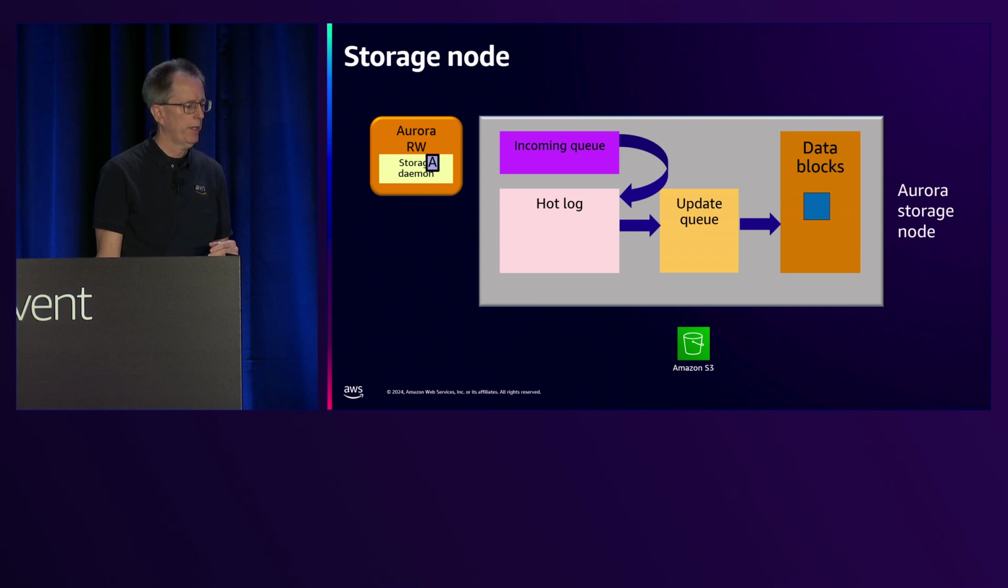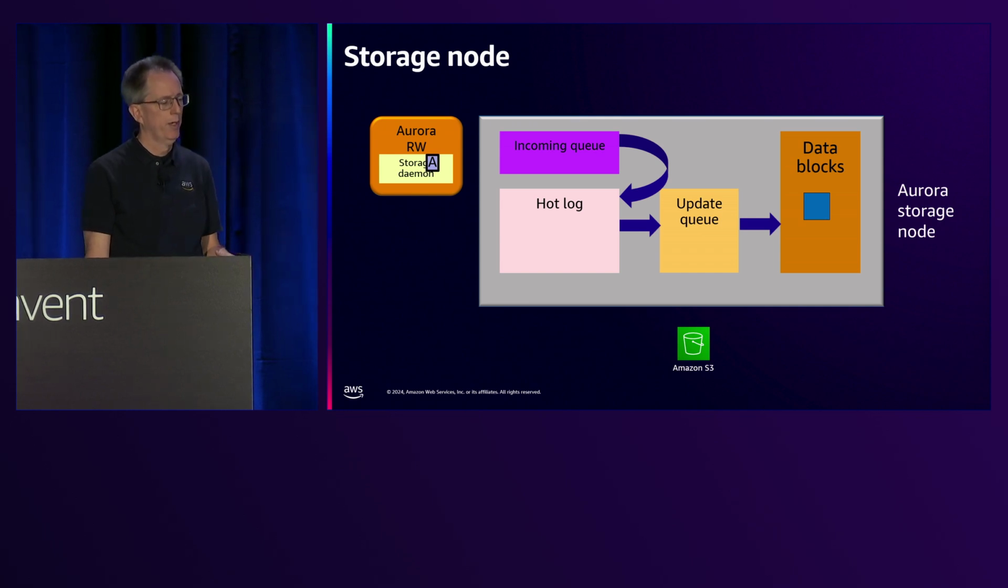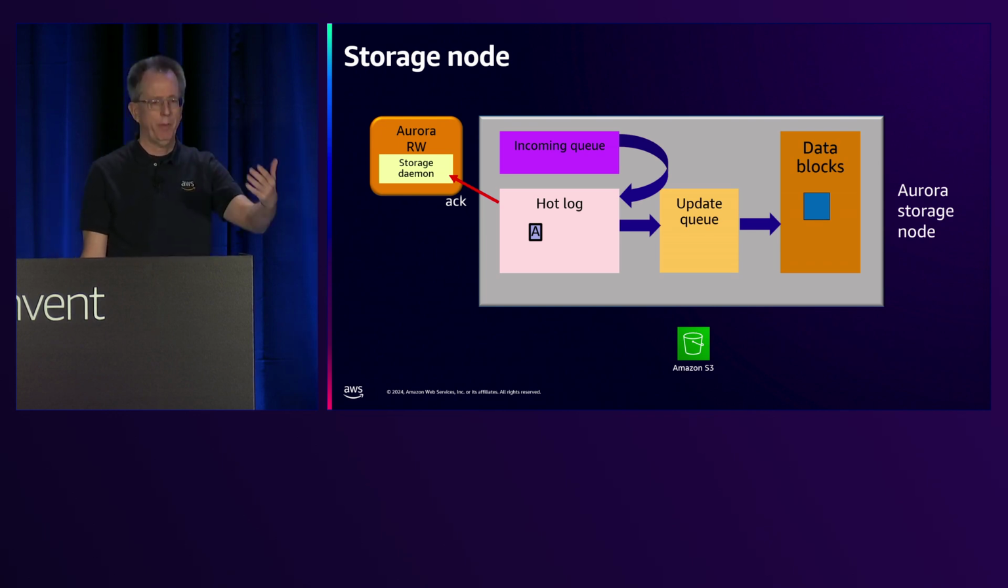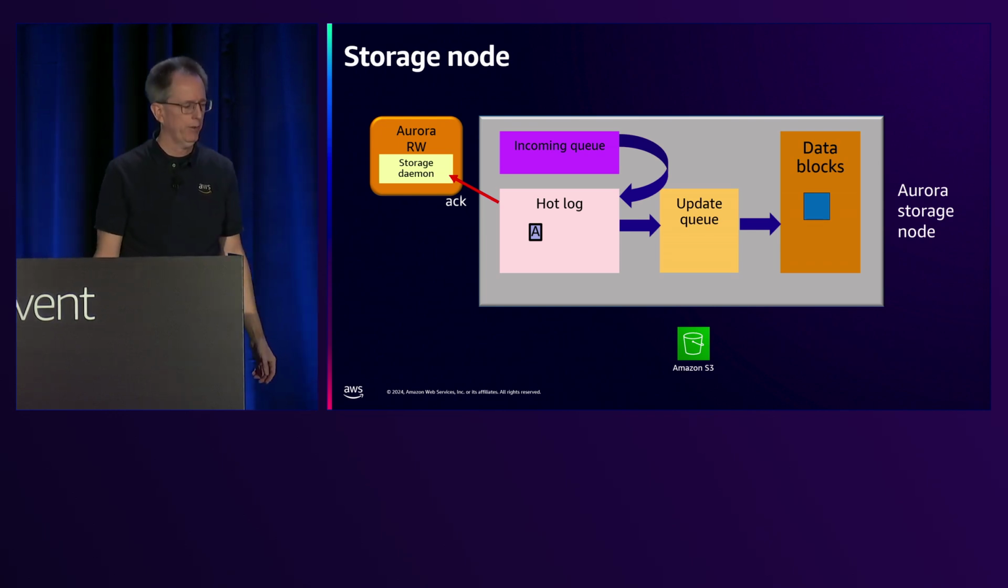So when we have a write come in, goes through the storage daemon, goes into this incoming queue. That incoming queue is in memory, so we can't ack yet. We have to wait for it to move to the hot log. And then from the hot log, which is on disk, we can now ack it back to the storage daemon and back to the engine, and your commit will come back, right?